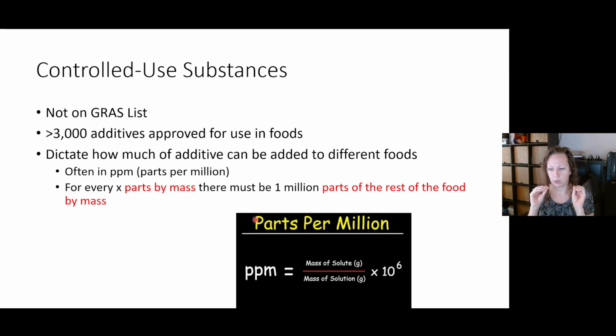So that for every 1 gram of this substance by mass, there must be 1 million grams of the rest of the food by mass. That would be 1 part per million. For every 250 grams by mass, there must be 1 million grams of the rest of the food by mass. That would be 250 parts per million. Okay.